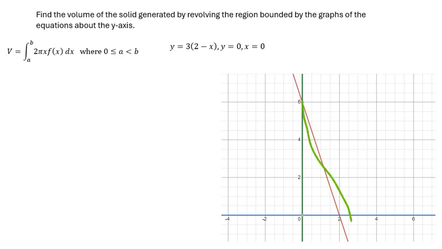The red line there is y equals 3 times (2 minus x), and we're going to rotate it around the y-axis, which is this line that goes straight up and down. If you visualize it, it looks like a triangle, and if you rotate it around the y-axis, it looks like it's going to be a cone, and the volume for a cone is 1/3 pi r squared h.